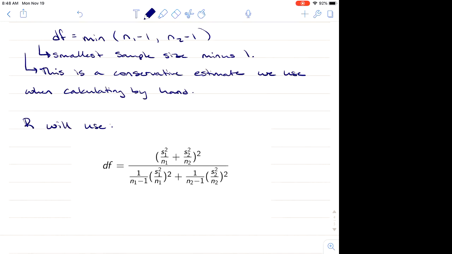Probably the notation that you're maybe not familiar with is the minimum notation. It just gives a list of 2 numbers. We take the minimum of those, and that's the one that we use. But besides that, nothing crazy.